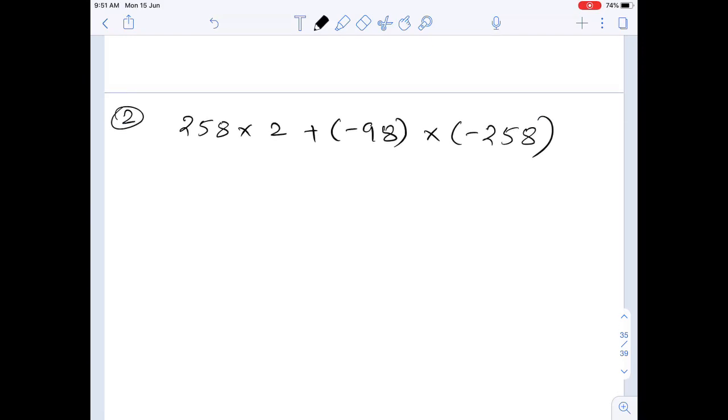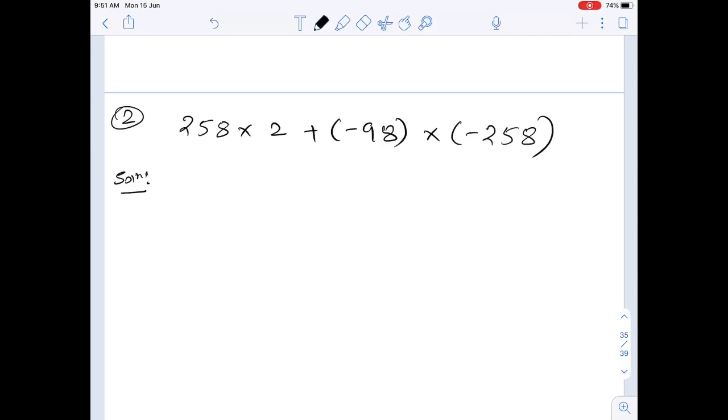Now in some cases, here in the second example, it is given that 258 into 2 plus minus 98 into minus 258. So during such time, remember that here it is plus 258, here also 258 is there, but it is minus. We don't want different signs. We want these numbers to have the same sign. So we can do one thing. During such a condition, it is better that we multiply, so that both of them are having the same sign. So first multiply only signs.